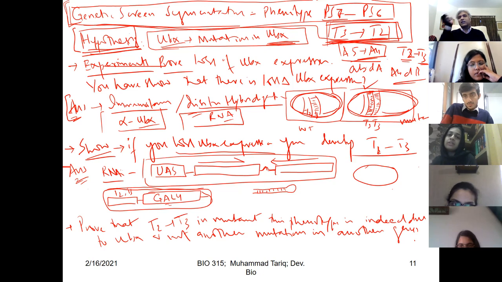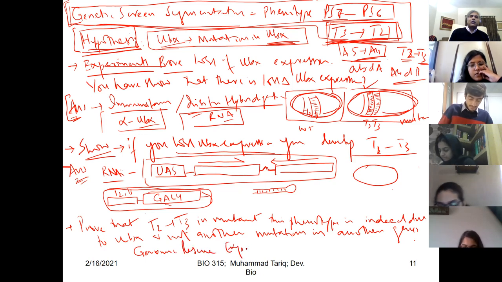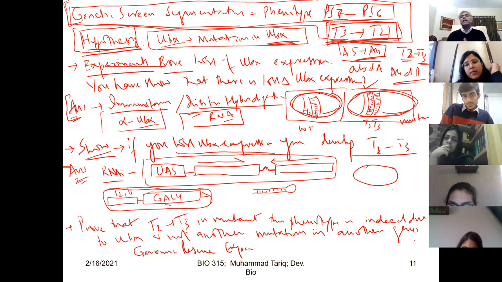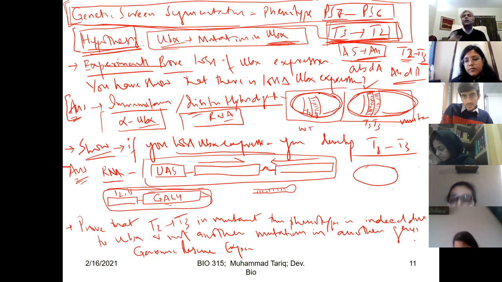Very good. That's the experiment you will do. And we call that experiment a genomic rescue experiment. What Momina is postulating is that in this mutant we hypothesize the phenotype is due to UBX and UBX is the only missing factor. If we bring back UBX into this mutant and it becomes wild type, it means there is no second site mutation, or even if by bad luck there is, this phenotype is due to UBX because I'm bringing back only UBX. So we call this a genomic rescue experiment. And what we do in this case, we take the UBX wild type, normal gene.